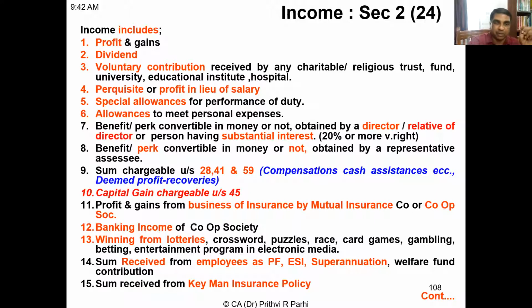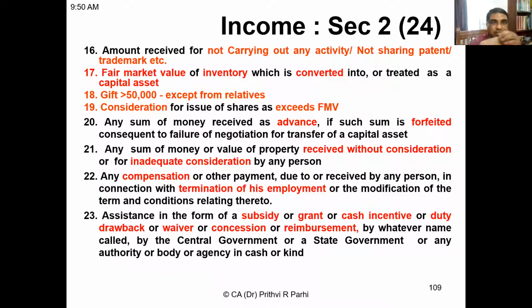Yes, sir. Okay. Now, next, point number 60. Please read it. Amount received for not carrying out any activity, not sharing patent, trademark, etc. So if you have received some compensation for not doing something, or not sharing patent or trademark, etc., that money which is received is treated as an income. Understood?